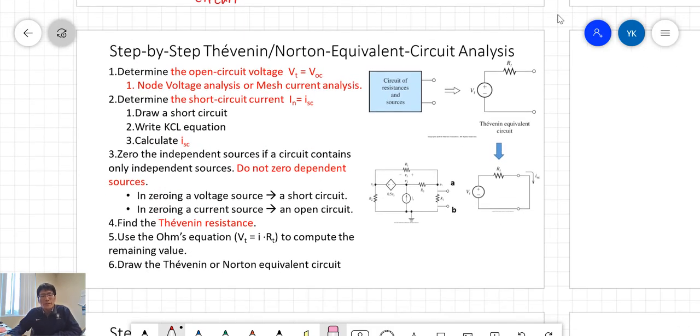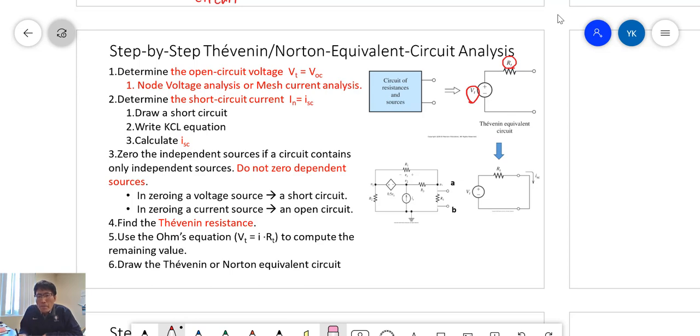Now, next is the question: how can you find the Thevenin voltage VT and resistance? How can you find these two values? That's the question. Here is a summary, so we can go over it step by step. Two elements are essential for creating a Thevenin or Norton equivalent circuit.